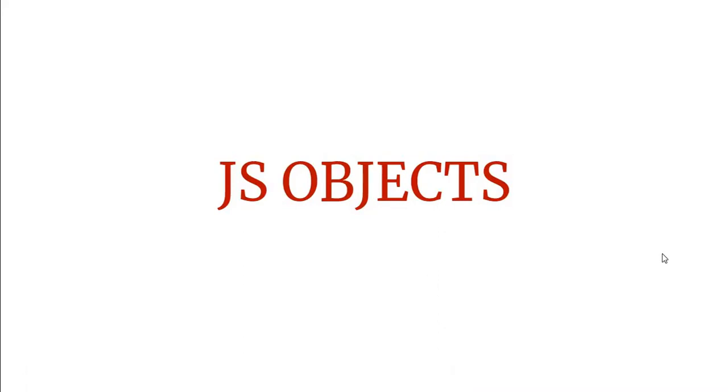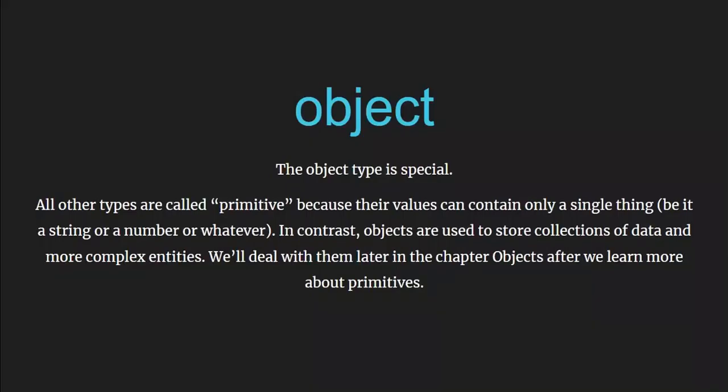Hello students, in this class we will be learning about JavaScript objects. So now, what is an object? An object in JavaScript may be defined as an unordered collection of related data of primitive and reference types, in the form of key value pairs.